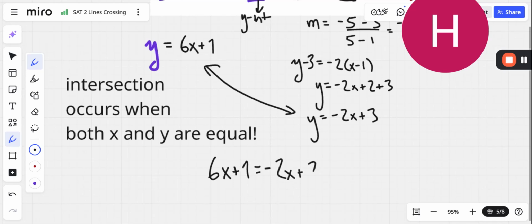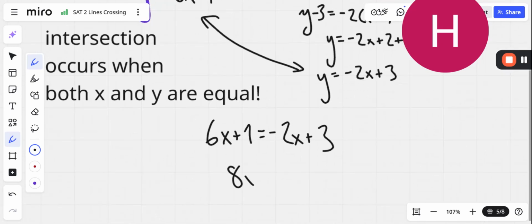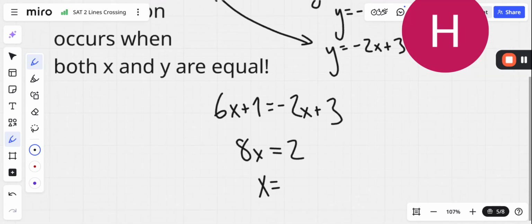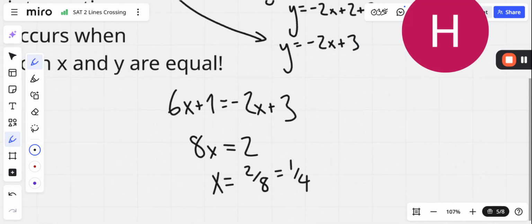And this is very easy to solve now, right? Add 2x to both sides, subtract 1 from both sides, divide both sides by 8, and we get 2 over 8, which is also 1/4. It's not the nicest number, but it's not too bad. So we have an x value of 1/4. That's going to actually be our p.